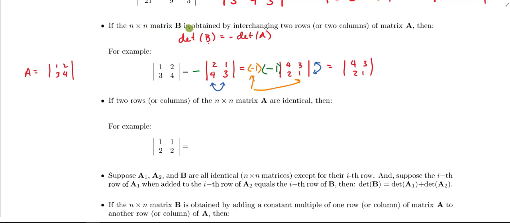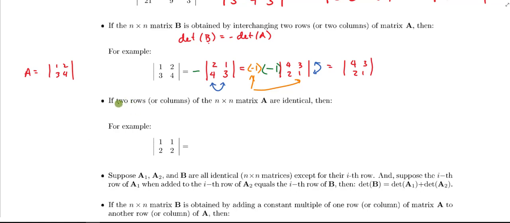So again, this property is saying here that if we were to interchange any two rows or two columns in a matrix A, and this does not need to be a 2 by 2, then that new matrix will have a determinant that's similar to the old determinant, just off by a sign change.